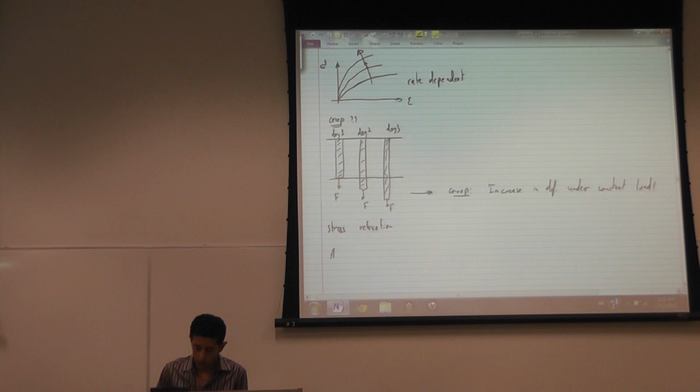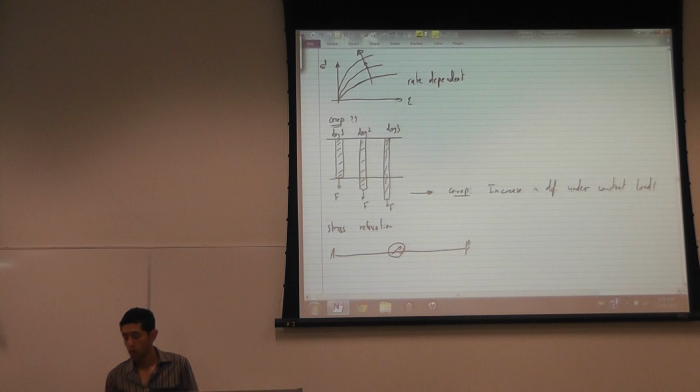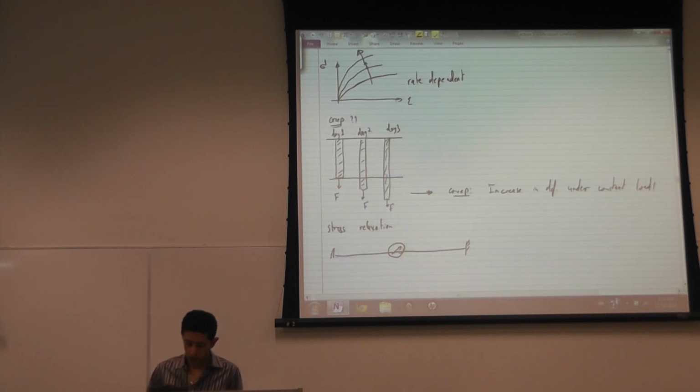For example, you take a steel bar and you pull it. So you put it under a constant deformation, and then you start measuring the force. You put something in the middle here to measure the force. You put a load cell here. So you cut the bar and you put a load cell and measure the force.